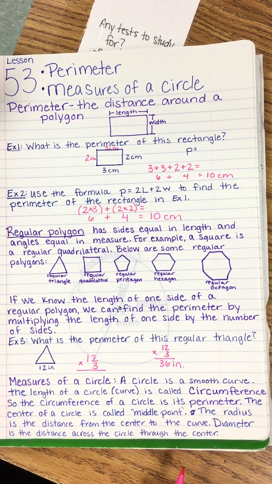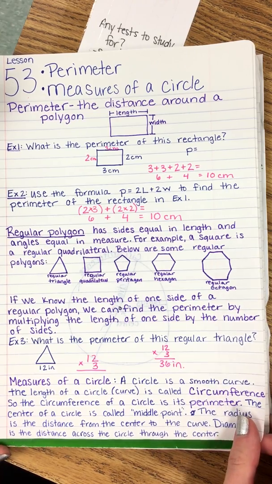Measures of a circle. A circle is a smooth curve. The length of a circle or curve is called the circumference. So the circumference of a circle is its perimeter. The center of a circle is called the middle point. The radius is the distance from the center to the curve, and the diameter is the distance across the circle through the center. And I'm going to show you a picture of this that I want you to draw.